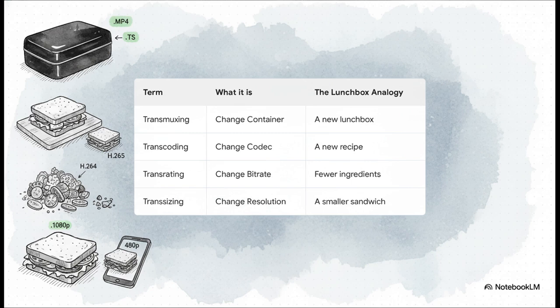It's fast, it's cheap. Then there's transcoding. This is the heavy-duty one. Here, you're actually changing the recipe of the sandwich, the codec itself. It's very powerful, but the trade-off is that this takes a lot of processing power. Next is transrating. This is about changing the bitrate, which is like using fewer ingredients in the recipe. This gives you a smaller file that's way easier to stream, but the trade-off, of course, is a drop in quality. And finally, there's transsizing. This one's pretty straightforward. You're changing the resolution. You're literally making the sandwich smaller, like converting a 4K video down to 720p for a phone screen.